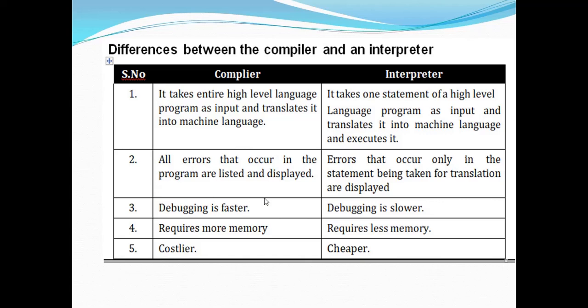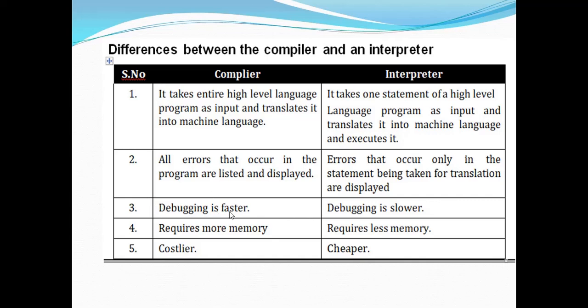Here at a time all errors are displayed, and in the case of an interpreter, errors that occur only in the statement being taken for translation are displayed. So if one statement has an error, then only that statement is displayed. The reason is it takes one instruction or one statement at a time.